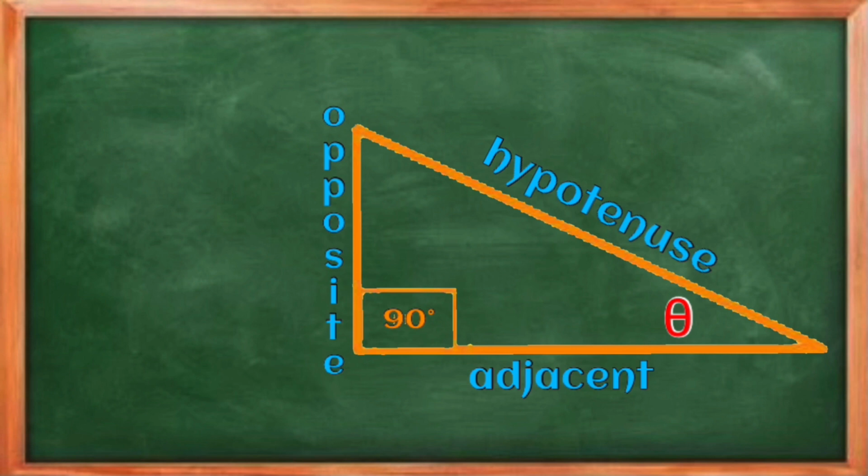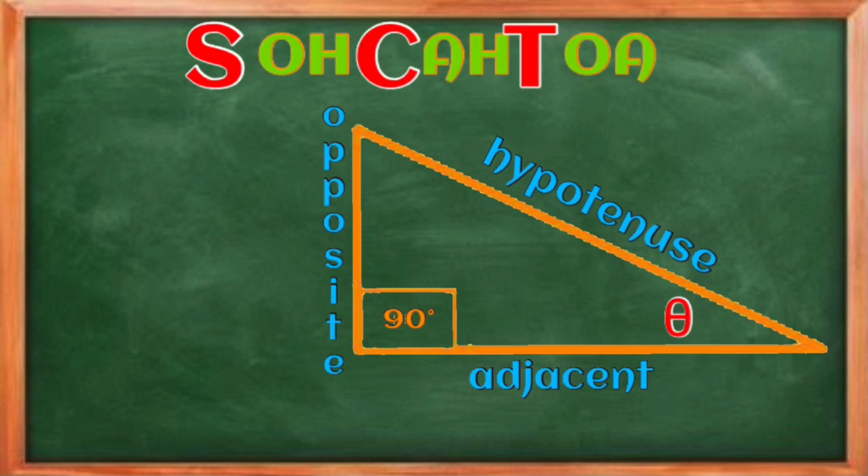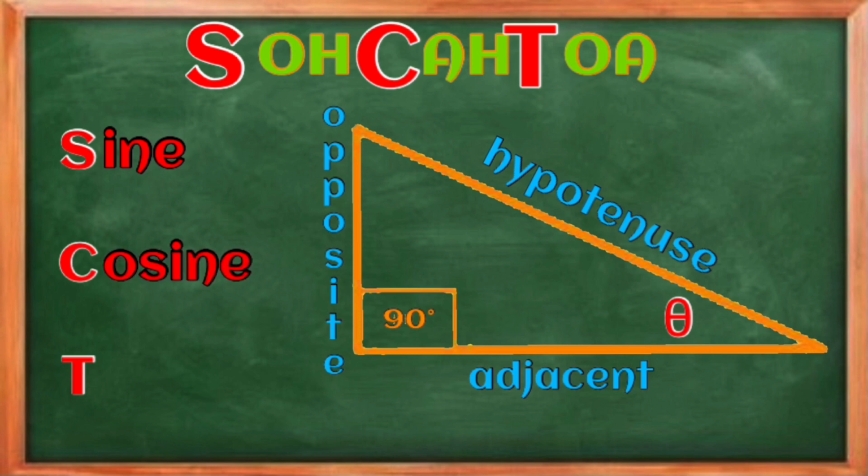To easily remember the 6 trigonometric functions and their corresponding ratios, let us use the acronym SOH-CAH-TOA. SOH stands for the sine function, CAH stands for the cosine function, and TOA stands for the tangent function.